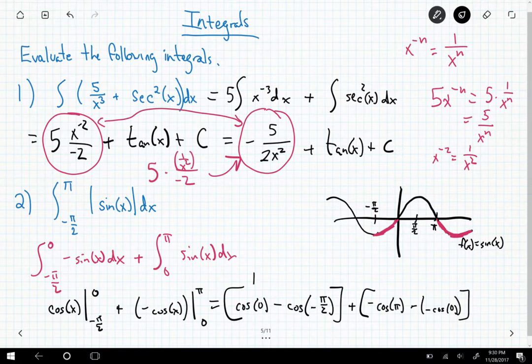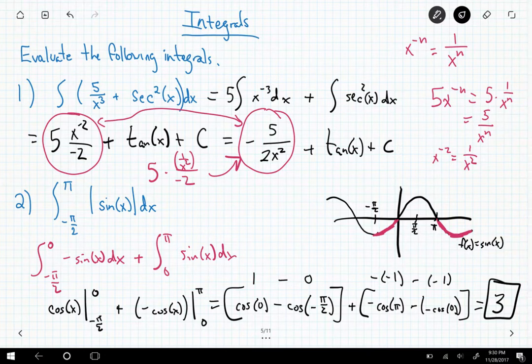Okay, cosine of 0 is 1. Cosine of negative pi over 2 is 0, so 1 minus 0. Cosine of pi is negative 1, so you get negative negative 1. Minus, and then cosine of 0 we already said is 1, so you get minus and minus 1. So notice we get 1, plus 1, another plus 1, so that makes 3 our final answer on all that. So who'd have thought all the sine stuff becomes 3?